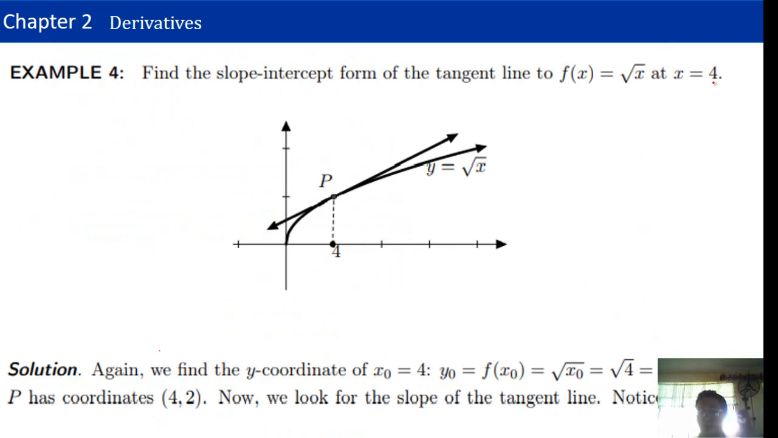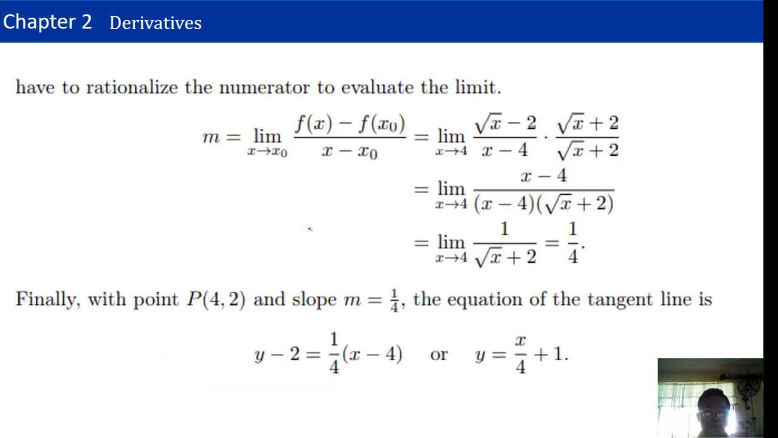So, ano ba ang value ng f of 4? So, f of 4 natin ay square root of 4, which is equal to 2. So, ang point na refer ay 4, 2. After makuha natin ang point, then identify the slope. So, the slope is the limit of f of x minus f of x sub o over x minus x sub o. So, we have f of x, which is square root of x, minus 2, kasi f of x sub o, x is 2. And x minus 4 as x goes to 4.